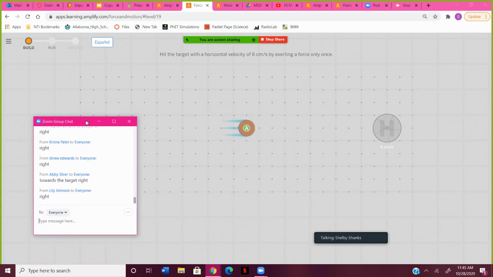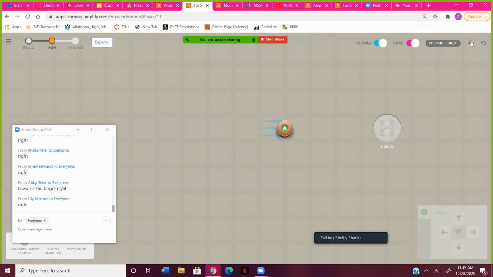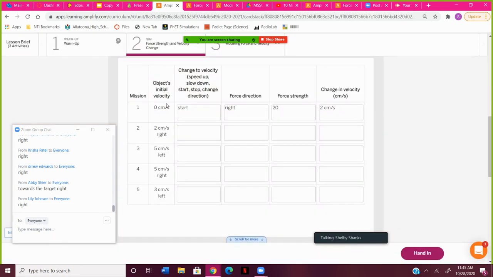All right, so in our second mission, if we look up here at the top, we need to hit the target with a horizontal velocity of 6 centimeters per second by exerting a force only once. All right, so I'm going to go up here to run. I'm going to pause it because my object's moving. All right, how fast is my object moving? What is my object's initial velocity in mission 2?